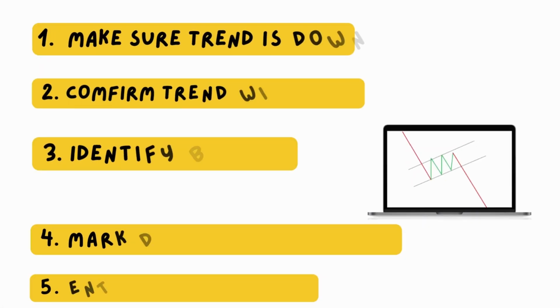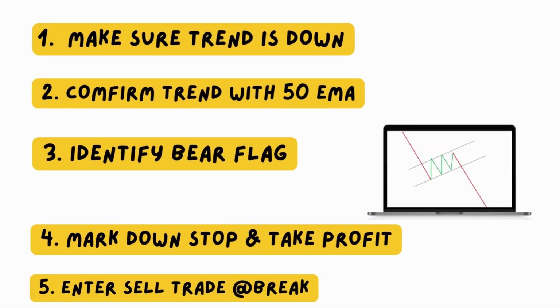Okay, let's just review the trade over here, the trading strategy. First, we made sure there's a strong downtrend by just looking at the chart first, making sure it's going down. Then we put in a 50 EMA to confirm our downtrend. Then we spotted the bear flag pattern. We waited for the break of the flag. We entered a sell trade with the take profit being the same length of the earlier down movement and the stop loss being just above the flag consolidation pattern.